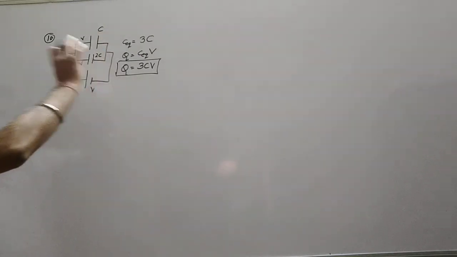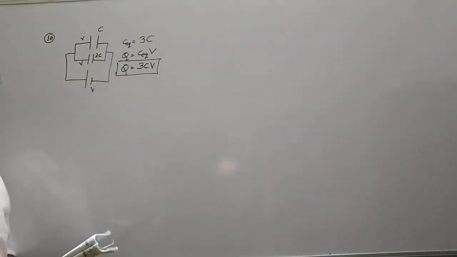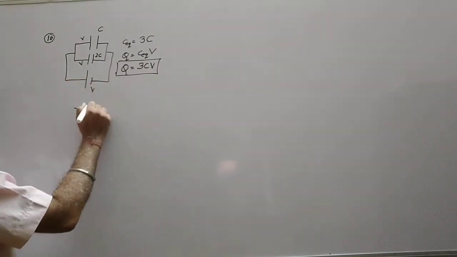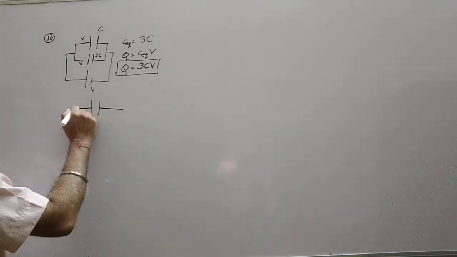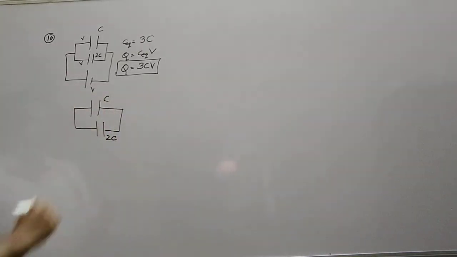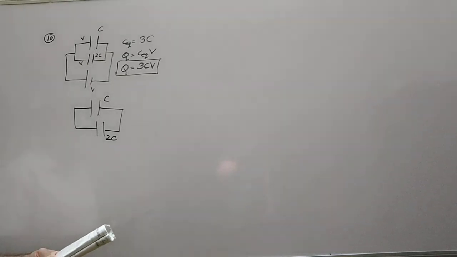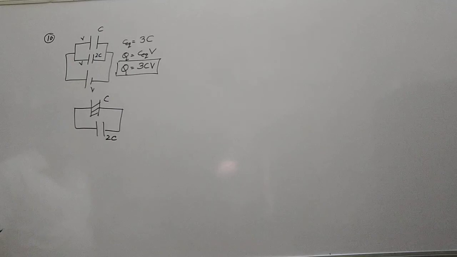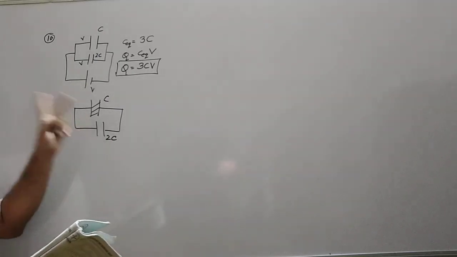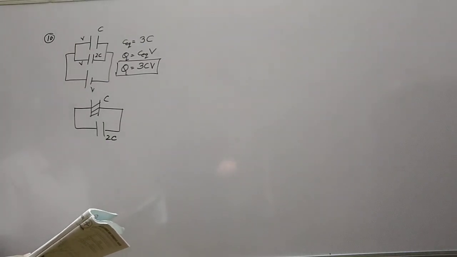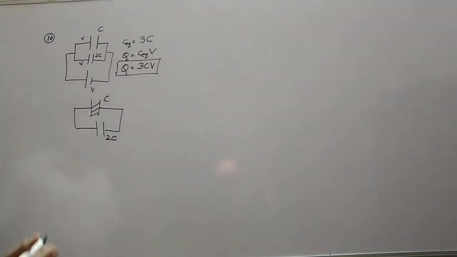That is Q1 plus Q2. Now the battery is disconnected. So in the second stage, this is the first case. In the second stage, this capacitor C is completely filled with a dielectric. So now its capacitance will increase and we have to find out the new potential difference in terms of K. This K is a dielectric constant.